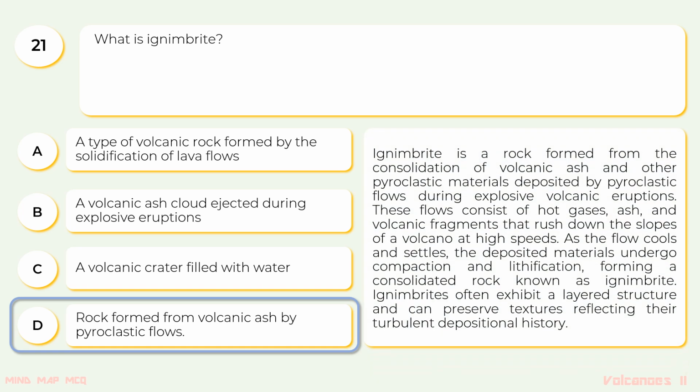Ignimbrite is a rock formed from the consolidation of volcanic ash and other pyroclastic materials deposited by pyroclastic flows during explosive volcanic eruptions. These flows consist of hot gases, ash, and volcanic fragments that rush down the slopes of a volcano at high speeds. As the flow cools and settles, the deposited materials undergo compaction and lithification, forming a consolidated rock known as ignimbrite. Ignimbrites often exhibit a layered structure and can preserve textures reflecting their turbulent depositional history.